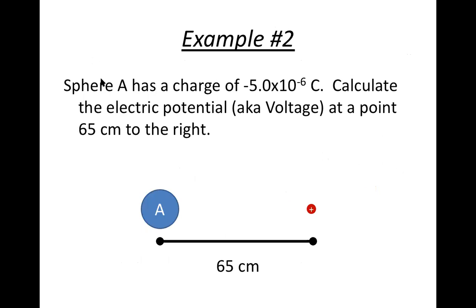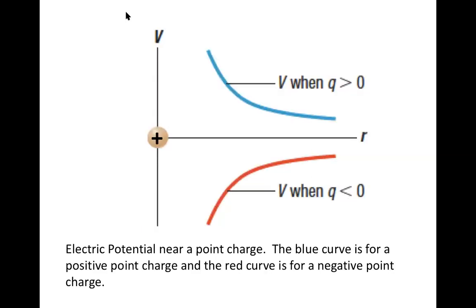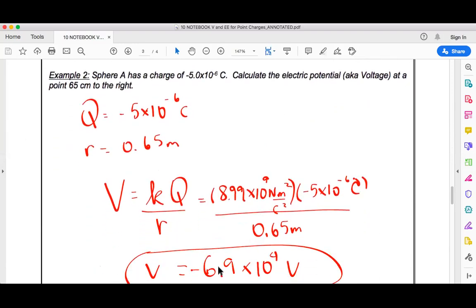It's the algebraic sum. Sphere A has a charge of -5 × 10⁻⁶ coulombs. Calculate the electric potential, aka voltage, at a point 65 centimeters to the right. So this is a big negative charge. We tend to say the positive charge is the test charge, but there doesn't actually have to be a charge here for us to be interested in the voltage at that point. So let's draw that example. So we've got Q and we've got R in SI units, so we converted centimeters to meters.